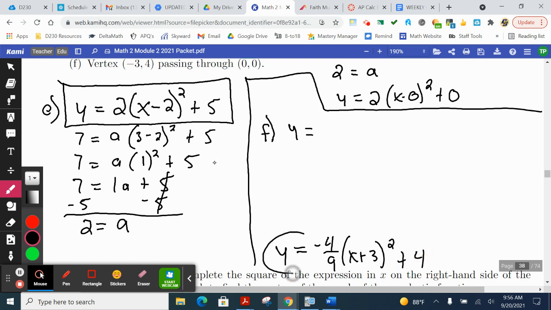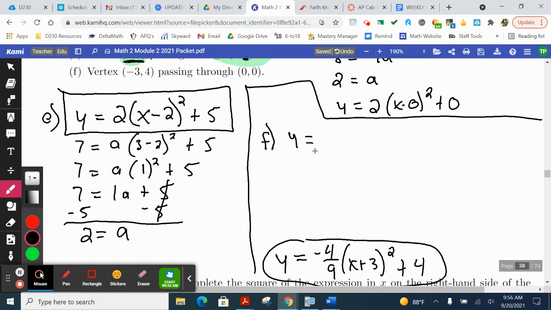Okay, if you got this, you did it right. And if not, pay really good attention and see where things would have gone wrong. All right, so to get this started, if we know that this vertex is negative 3, 4, then what I should know is that I have an x plus 3 getting squared, and then I have a positive 4 hanging out in the back. We can get that from just this point, if I know that's the vertex. Our issue is we don't know what number is in front of these parentheses.